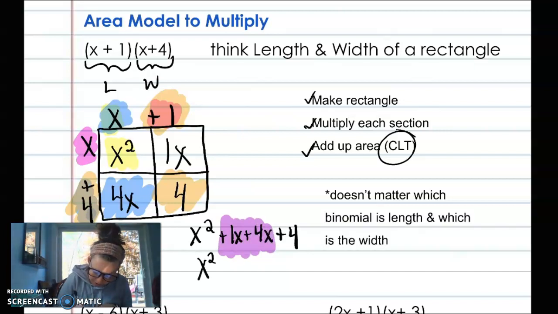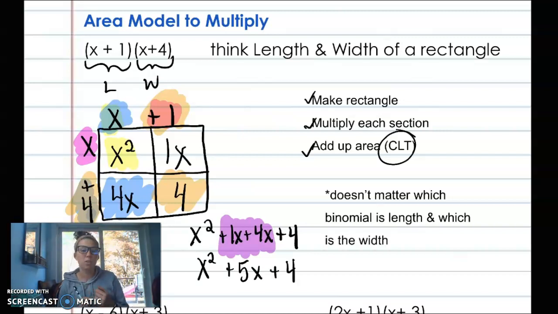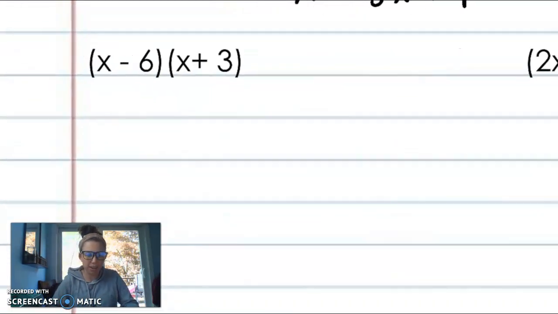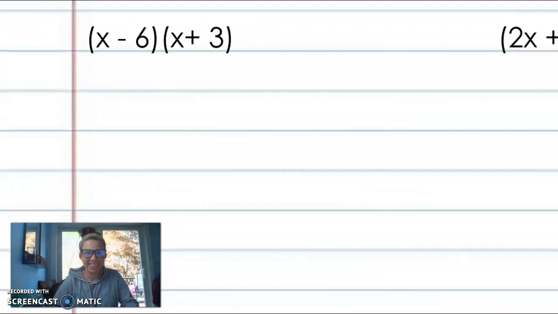And remember that this is standard form. We start with the x squared, then we go to 5x, and then the 4. So that's going to be standard form, starting with the highest exponent on the x all the way to there's no x. All right, let's do a couple more of these. Hopefully I can fit them in the time constraint.